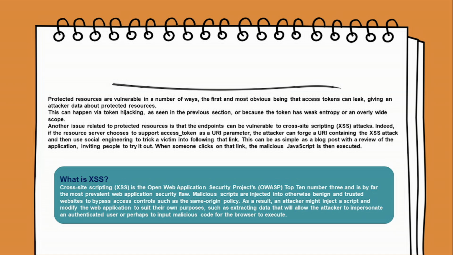Once the user is authenticated, the attacker basically impersonates that user and inputs malicious code for the browsers to execute, so that whatever the attacker is trying to fulfill from the application can be fulfilled. So the main important thing here is the access token leakage. If we can stop that, there is no issue for our protected resources.